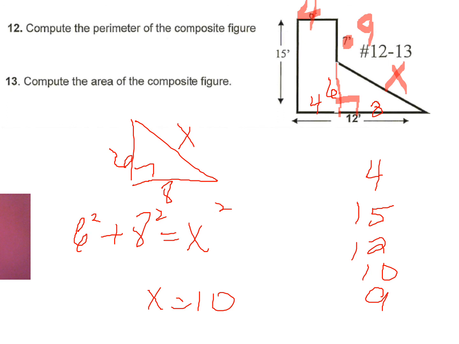Since I changed my numbers, I'm going to add it. 4, 15, 12, 15, 9, 50. Works out to 50. And that may have been, no, that was different. Yeah, that's what it was before. The same perimeter with the different numbers. So the perimeter was 50.